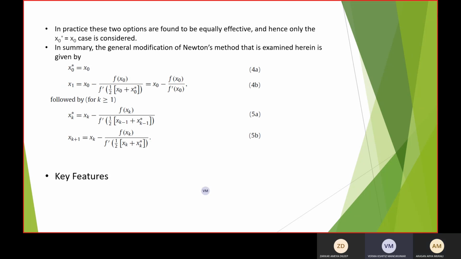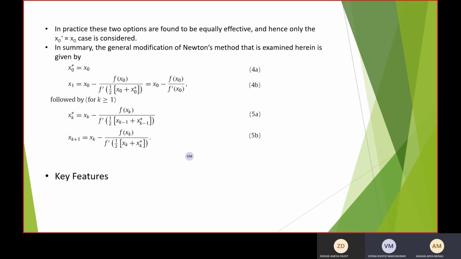In practice, these two options are found to be equally effective, and hence only the x0 star equal to x0 case will be considered in this paper. In summary, the general modification of Newton's method that is examined herein is given by: first we put x0 star equal to x0, then x1 is calculated using the modified derivative at (x0 plus x0 star) divided by 2, followed by, for k greater than 1, these general expressions.